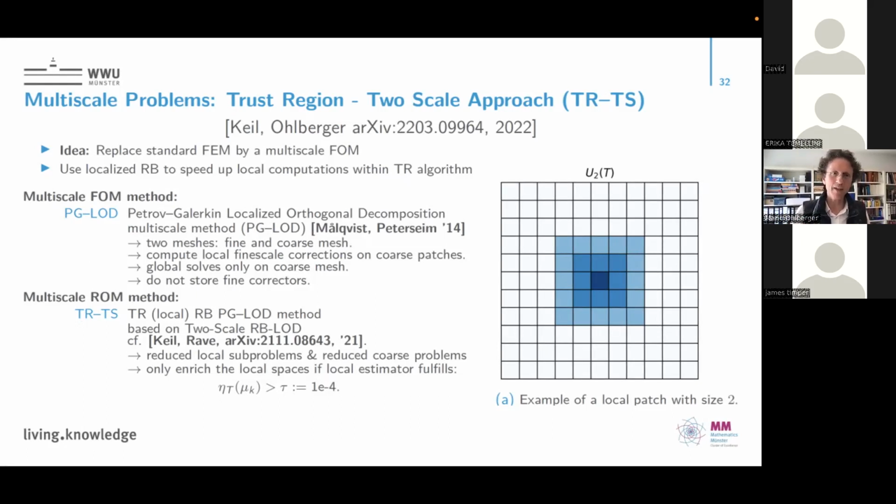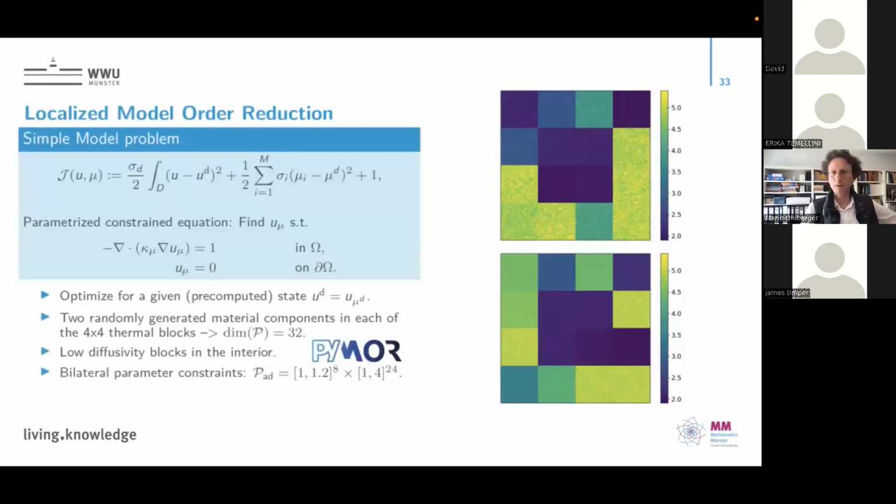So we bring now all this technology together with the trust region approach that I showed you before. And we apply this now to model problems where the underlying structure has such multi-scale features. As you see here, this is a thermal block problem that we pose in such an optimization framework. And the underlying blocks here have conductivities with heterogeneous fine scale structure.